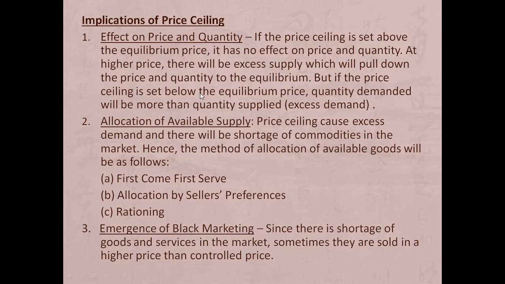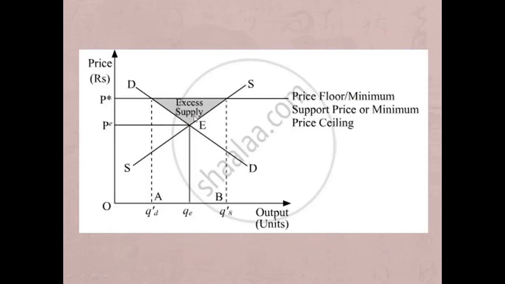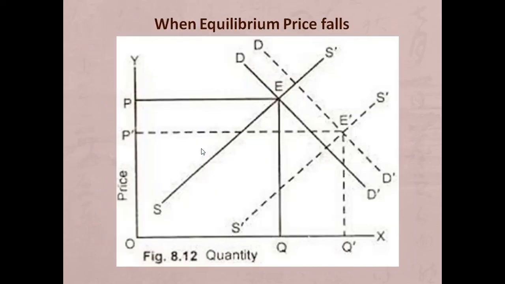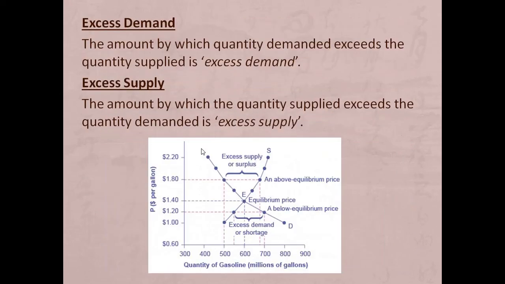Now, if the price ceiling is set below the equilibrium price, quantity demanded will be more than the quantity supplied. This price ceiling is fixed below the equilibrium price. What happens is that there will be excess demand. You can see this point here also. In the previous lecture video, we have discussed this situation already. Now see, if the price ceiling is fixed somewhere here, there will be a case of excess demand. Always remember that any point below this equilibrium situation is your excess demand, and any point above this equilibrium situation is your excess supply.